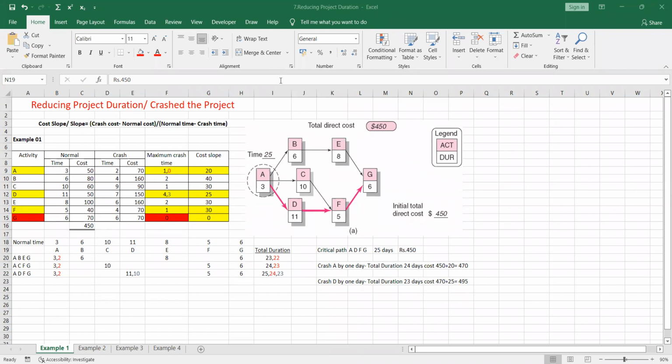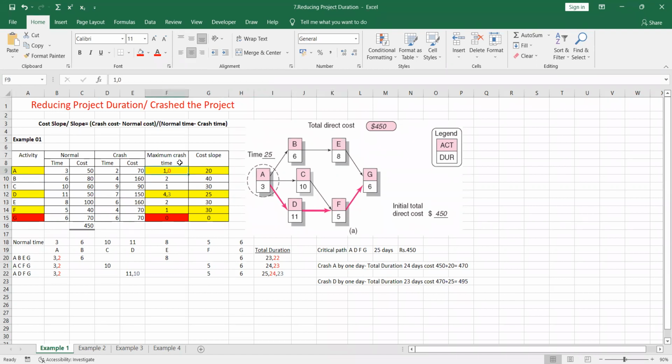That is the next one, A activity. Very good. So the cost slopes are 20, 25 and 30. Among those, the minimum cost slope is 20. After seeing the cost slope, I will see how much maximum crash time is there. For the activity A, the maximum crash time is 1. That means we can reduce activity A by 1 day. So I am going to crash activity A by 1 day.